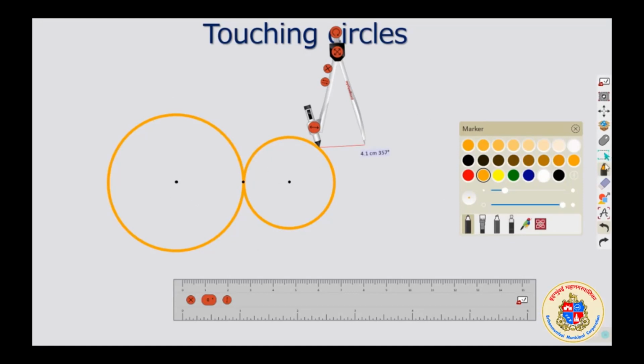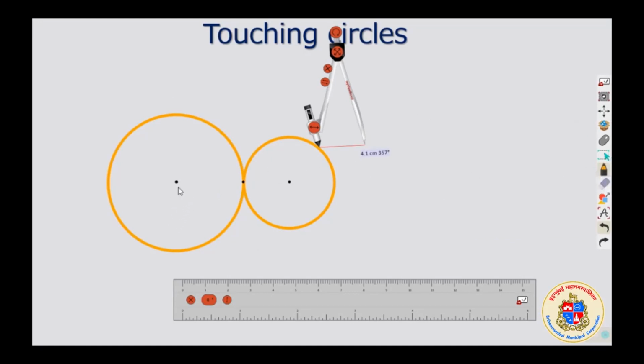So now I can write over here this point as X, and this point as Y, and this as Z. These 2 circles are touching at a single point. That point is named as Y here.